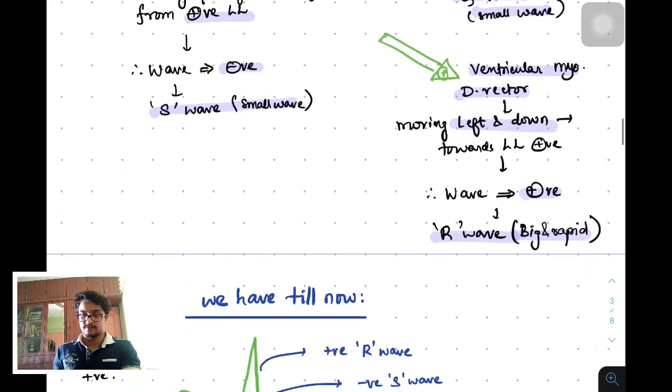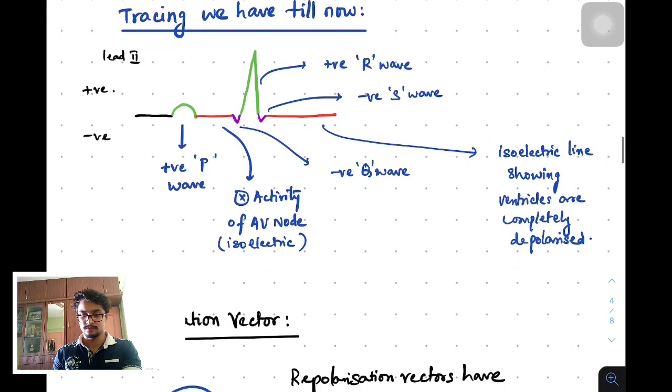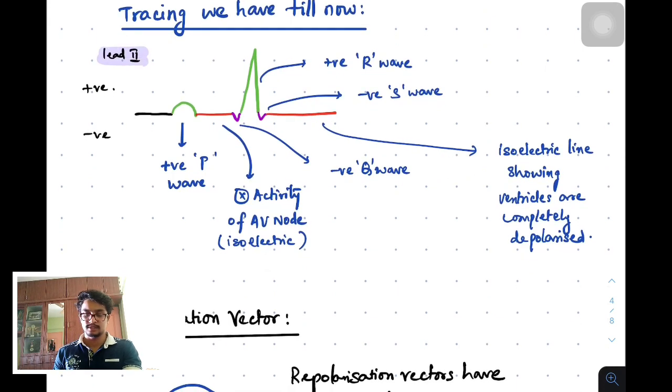So when you make an ECG tracing of lead 2 with positive deflections above the isoelectric line and negative deflections below the isoelectric line, we have these tracings till now. We have discussed only the depolarization events till now. So first we will have a positive P wave. Then we will have no activity of the AV node, which is the isoelectric line after the P wave. Then there will be a small negative Q wave. Then a positive R wave, which is a very big vector we saw earlier. Then we'll have a small negative S wave.